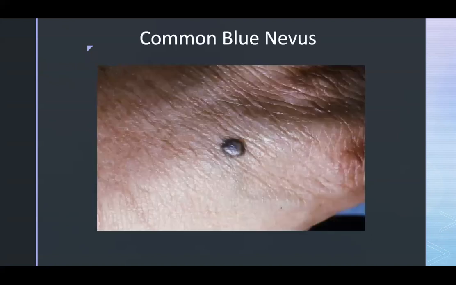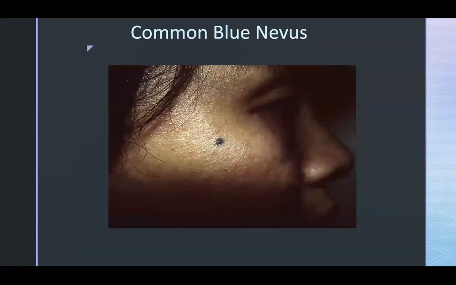Here's an example of a common blue nevus clinically. I wouldn't blame anyone if they wanted to rule out melanoma here, especially if the patient wasn't sure how long it's been there and says it was growing. Melanoma and blue nevi can look very similar clinically, so definitely want to biopsy this as much as you can, to remove almost all of it to get the pathologist the best look at it.